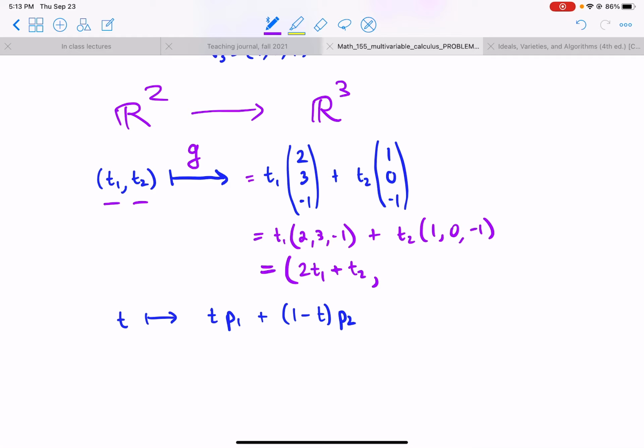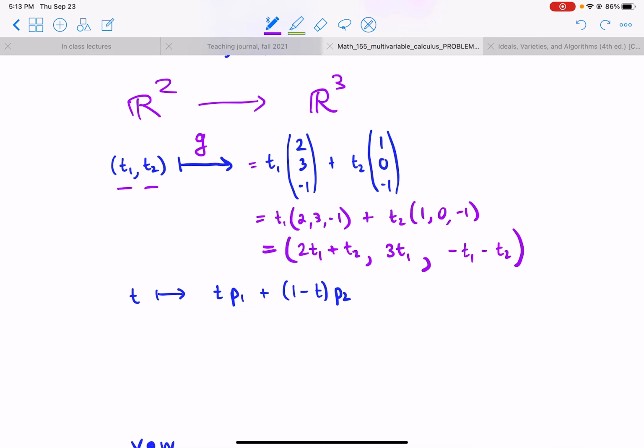So this is the same formula. This is the same formula. Now, what's my second position of my output? What's the second formula of the output? Well, this time it's 3 T1 plus nothing, plus 0 T2. What's the third position? Well, it's minus T1 minus T2. And so these are three different ways to write the same formula.